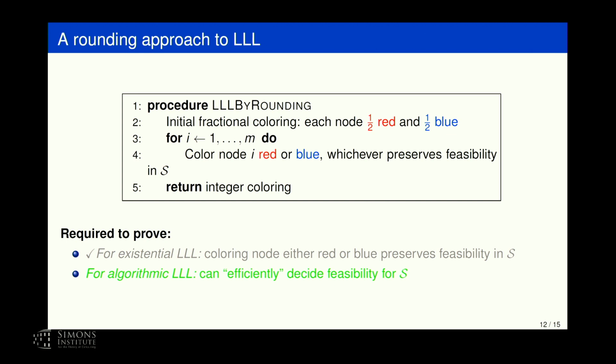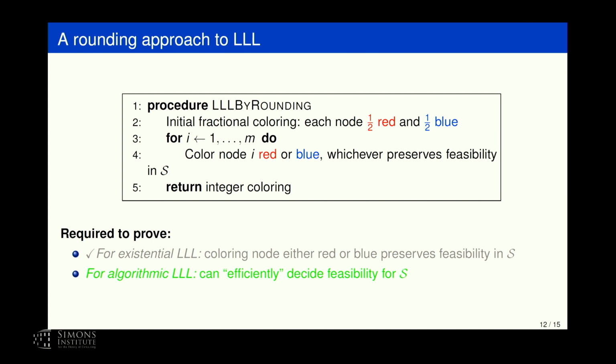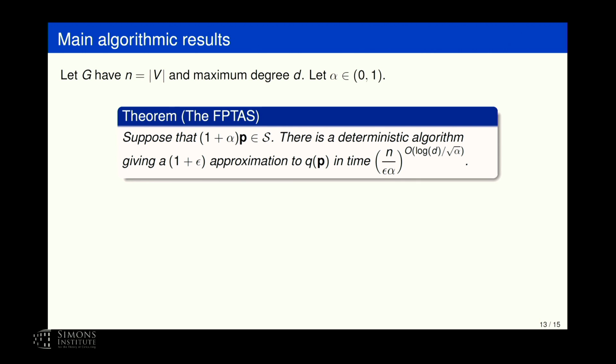All right, so let's now get to the algorithmic question. So I'll state our main algorithmic results. What we need to do here is we need to do this coloring to preserve feasibility in the Shearer region. And so what we need to do is to be able to test membership in the Shearer region, right? We want to know which of these two directions is going to preserve the feasibility. So the main ingredient is an FPTAS for the independence polynomial.